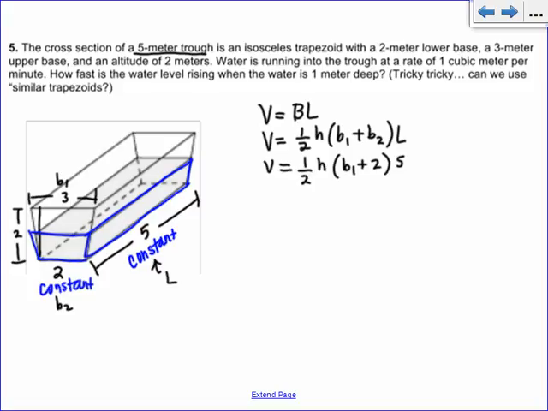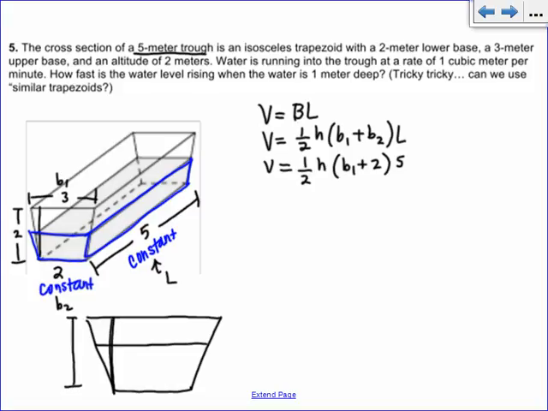Okay, so here's what the picture is going to be. You might want to draw it kind of big. So the water is leaking out of this trough, and the height, this distance from here to here, was 2. But that's not the height of the water. The height of the water is here, h.